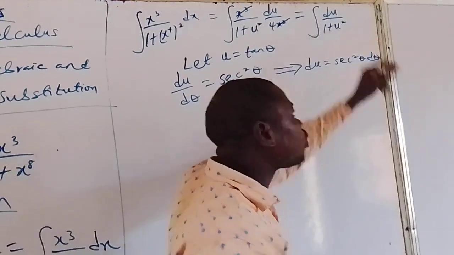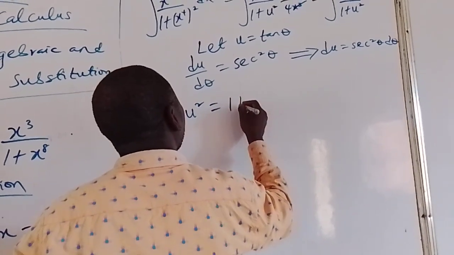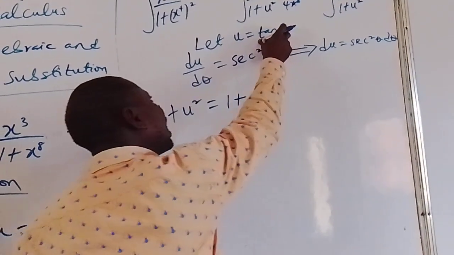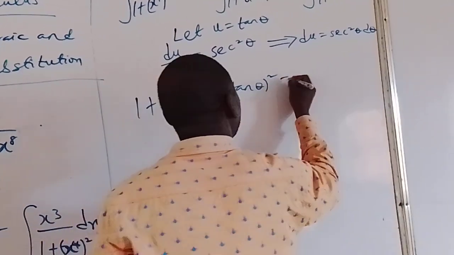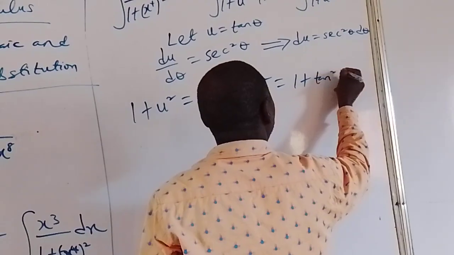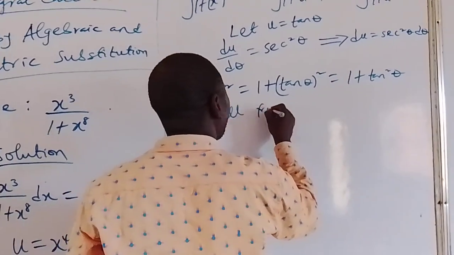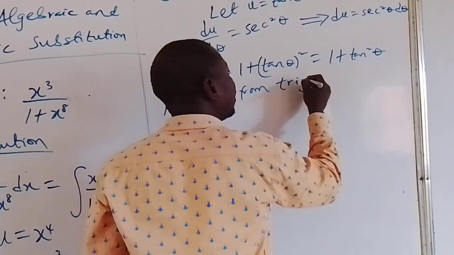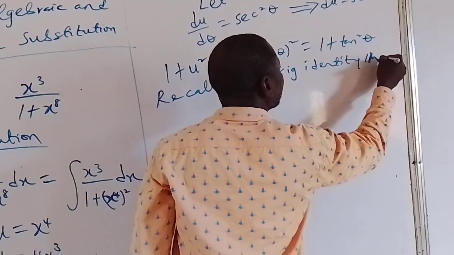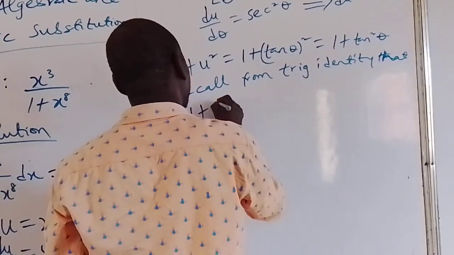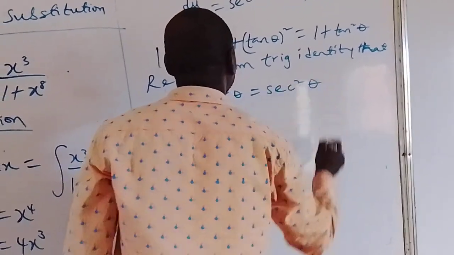So these are the denominator, which is 1 plus u squared. 1 plus u squared will now be written as 1 plus, what is my u? From the onset, my u was tan theta. So that is tan theta all squared. So this gives 1 plus tan squared theta. And recall from the free identity that 1 plus tan squared theta is equal to sec squared theta.